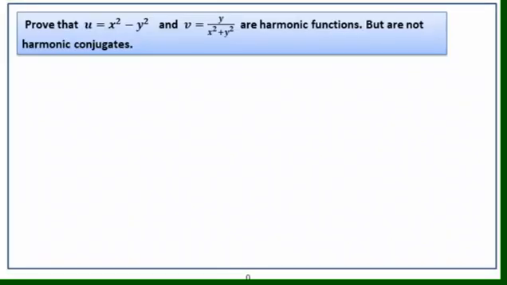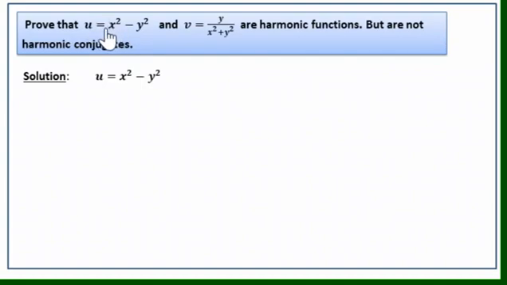Next problem: prove that u = x² - y² and v = y/(x² + y²) are harmonic functions but are not harmonic conjugates. So here first we need to prove that u and v are harmonic functions, that is, we need to prove that uxx + uyy = 0 and vxx + vyy = 0. So start with u, find ux and uy and uxx and uyy.